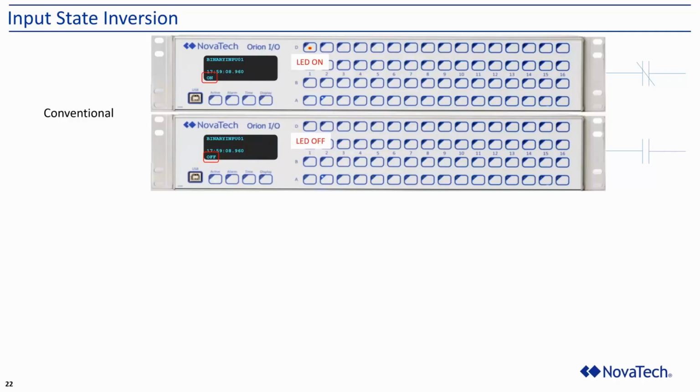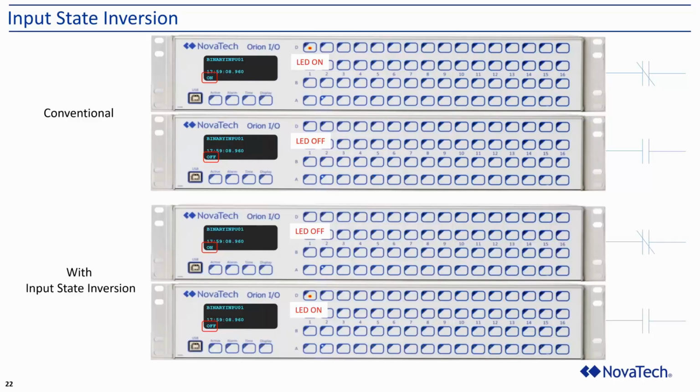But when utilizing the input state inversion, it's basically a checkbox right next to the discrete input point in the configuration. If you choose to select that input state inversion, when the contact is closed, that LED is off. But when that contact is open, that LED is on. So basically, it's an inversion of that LED state.